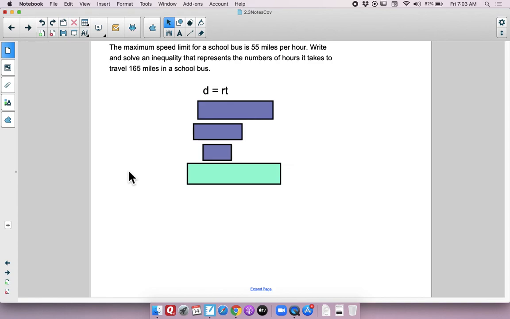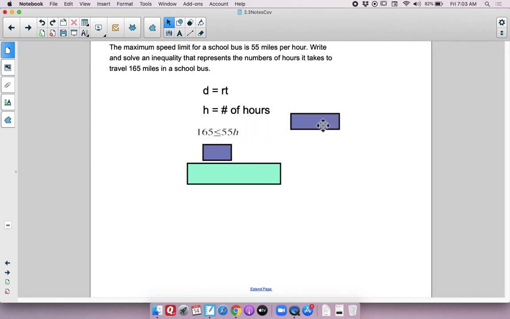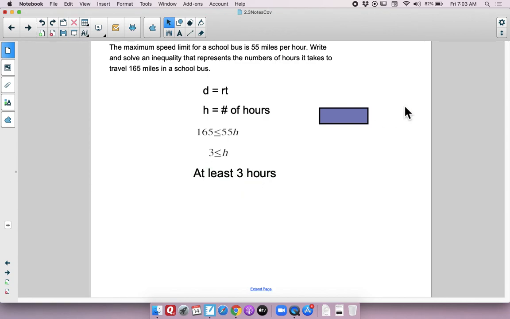What are we trying to solve for? The number of hours it takes to travel, the number of hours, right? So I'm going to use my variable, H, for number of hours. And what goes into traveling 165? Your rate times your time. In this case, our rate is 55. Our time is H. So 55 times H needs to be greater than or equal to 165, right? Divide by 55, and you get an answer of at least 3 hours, right? All right. That does it for that.